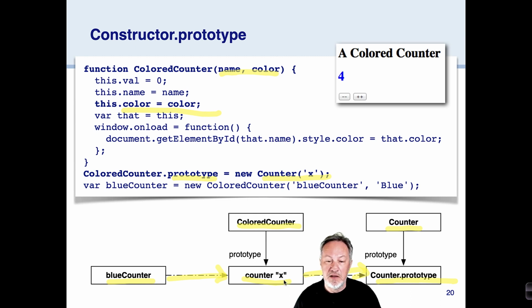This is going to be an instance of counter, and we're using it as the prototype for all objects created with the colored counter constructor. And this is an instance that we created with this constructor, and it will have as its prototype this guy. So now this guy has not only a value and a name, but it also has a color. And it also has some additional behavior which we've defined here. This is a magical onload function and is a kind of a callback.